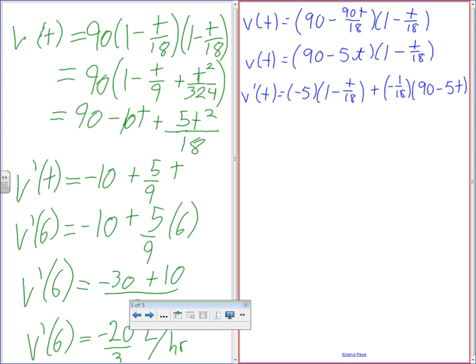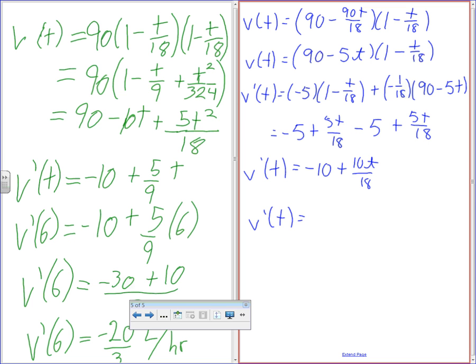Okay? I'm just going to simplify now and figure that out. So that's going to turn into negative 5 plus 5t over 18 minus 5 plus 5t over 18, which should be v prime of t equals negative 10 plus 10t over 18, which is v prime of t equals negative 10 plus 5t over 9, which is the same thing that he got.